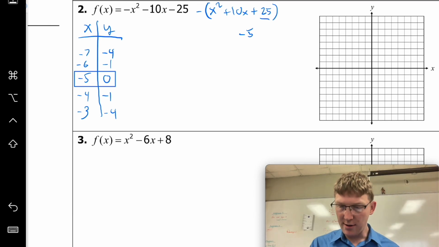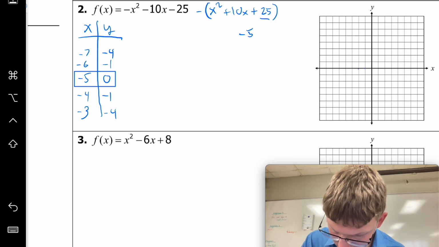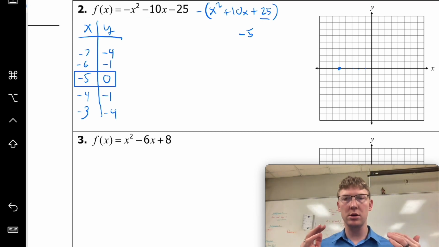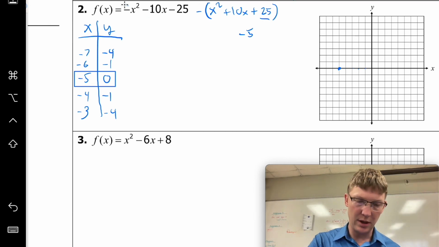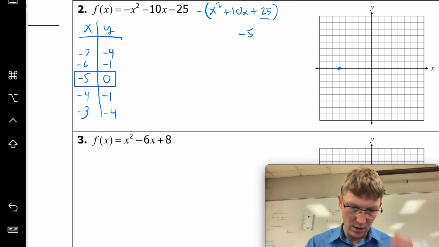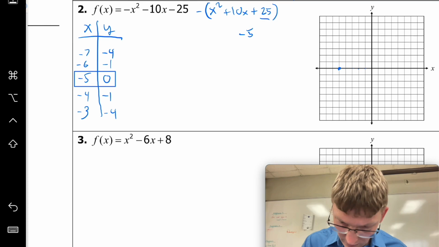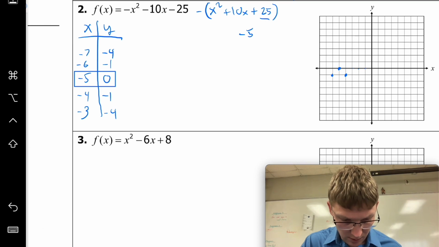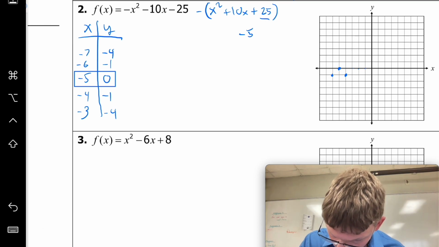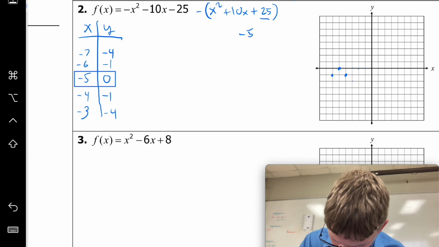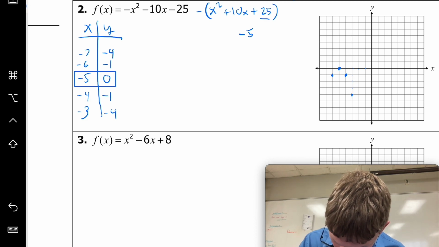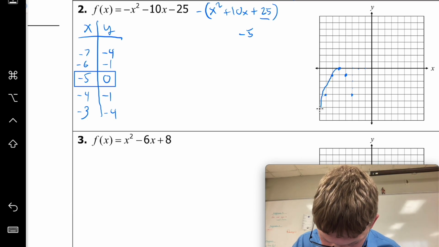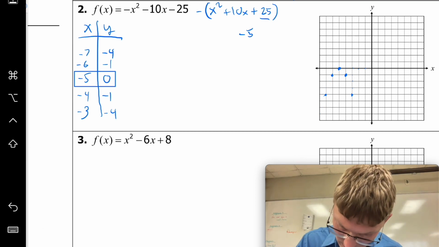Okay, so let's graph. Negative 1, 2, 3, 4, 5. That's our vertex. Remember, our curve is going down because of this negative sign. But let's see here, negative 6, negative 1. And then we'll do negative 3, negative 4. And I know it's going to be the same on this side because that's how parabolas work.